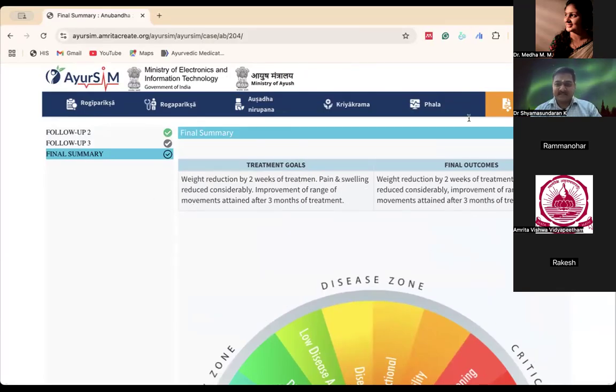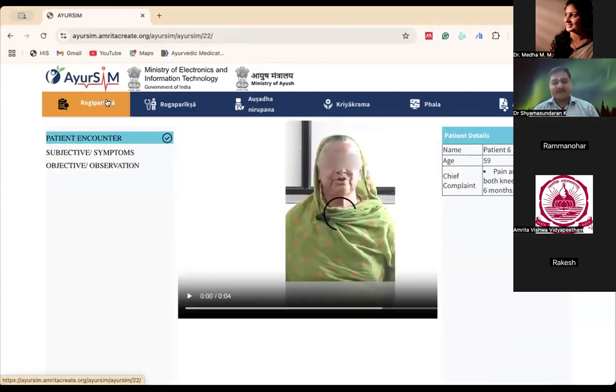Which are represented under these six tabs. And this is how the pariksha or whole treatment module is. So with this, this is a very short presentation of how this AyurSIM module is. And this is the same for all the 54 cases that we have now. And it is already open for everyone. Everyone can use it for free. You just need to register and create your username and password, and the whole AyurSIM portal is yours.